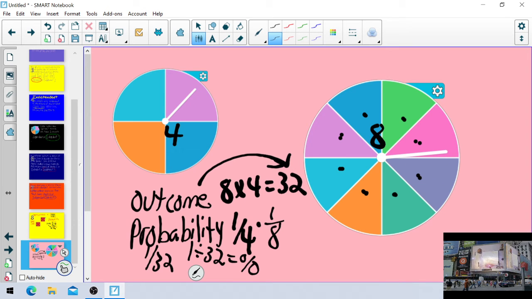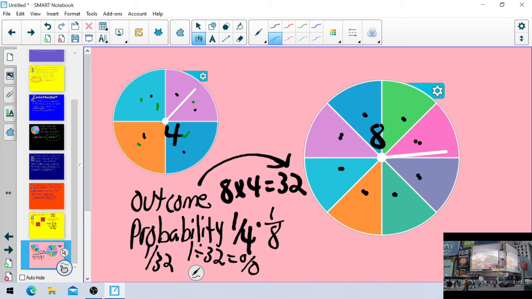The outcomes, you just count the number right here. You got a total of 4 right there. Count what you have right there. What you have here is 4. What you have right here, number of spaces, you got 8. Multiply them both together, 32. Probability, that'll be 1 out of 4, and this will be 1 out of 8. You multiply both of them together. You should already know how to multiply fractions. Sometimes they might ask you for a fraction, 1 out of 32.